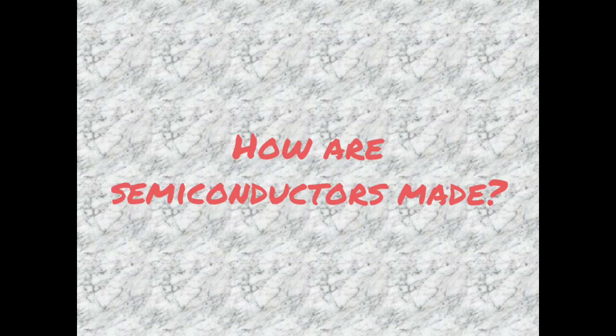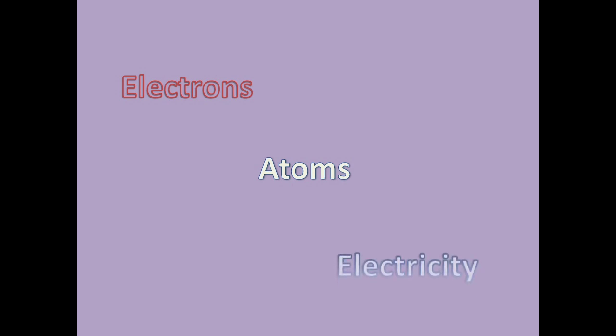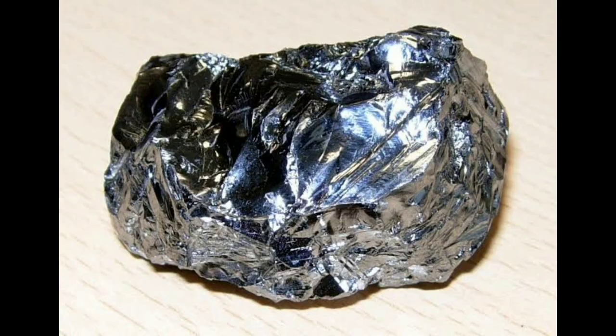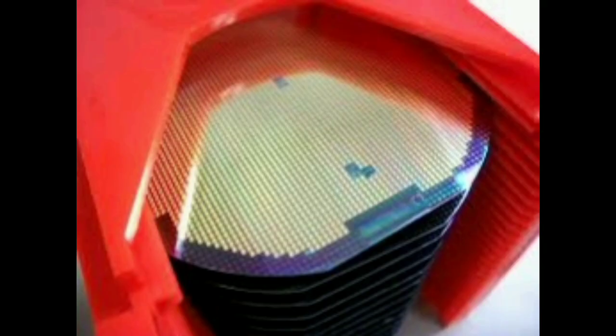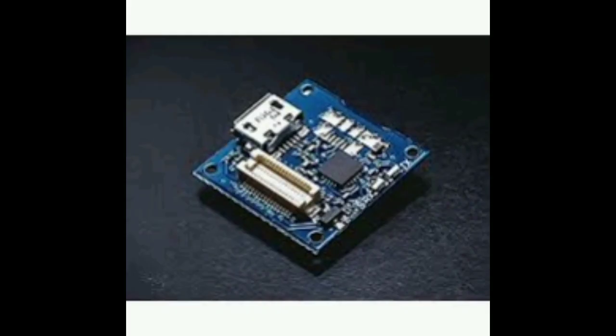How are semiconductors made? Semiconductors are made from materials that have free electrons in their structure that can move easily between atoms, which is the flow of electricity. We use an element called silicon, which can easily be found in sand, to make thin, round wafers, then build tiny circuits on them.